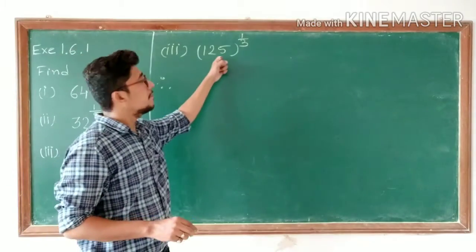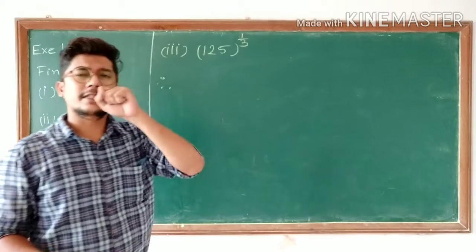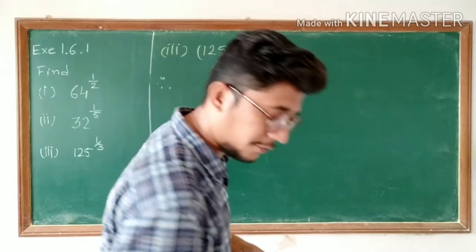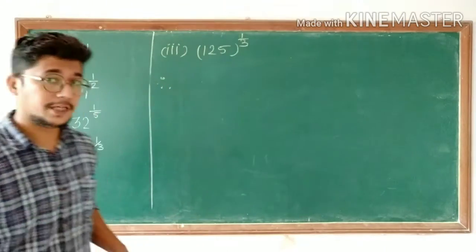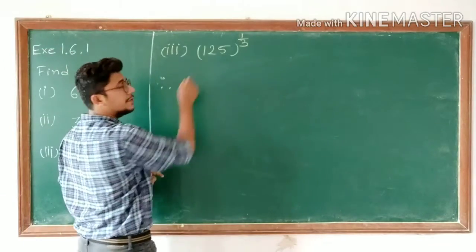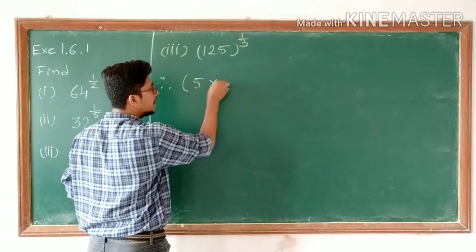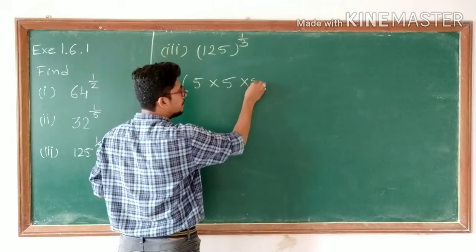So you know that when 5 comes at the unit place, then it is definitely a multiple of 5. You know this, yes or no? If you don't know this, you haven't studied well in your last standard. That shows. So 125, we know that 125 can be written as 5, 5 fives are 25, 25 fives are 125.